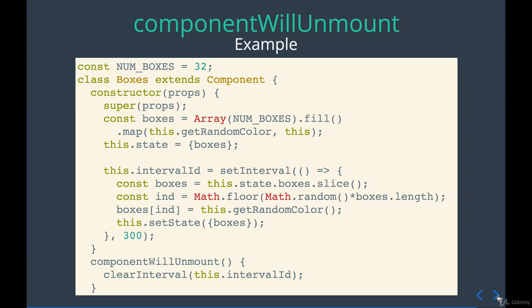So in order to do that, I've got the constructor here, and this is pretty much the same code we've seen before, where we're going to make 32 boxes, give each one a random color, and then set up a set interval that calls setState and changes one box's color randomly. Now, say this component gets unmounted, we'll want that interval to go away. So we've saved the interval ID to the component instance, and then inside of componentWillUnmount, we'll clear that interval. So this is a use case for using componentWillUnmount. Some sort of cleanup like a set interval where you know you want to stop something from happening when the component unmounts.